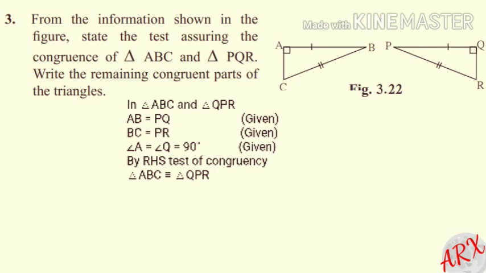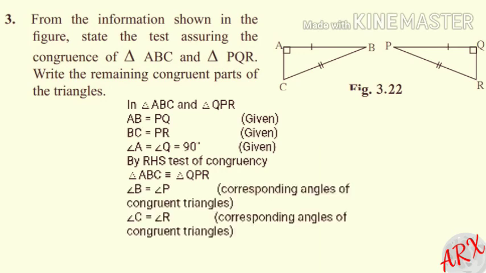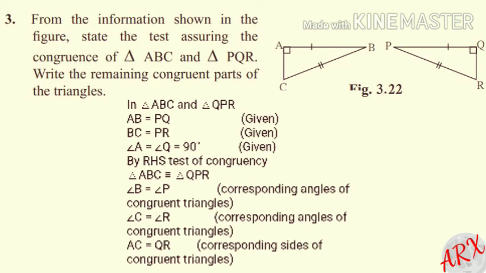Now angle B congruent to angle P and angle C congruent to angle R, because corresponding angles of congruent triangles. Now AC congruent to QR, corresponding sides of congruent triangles.